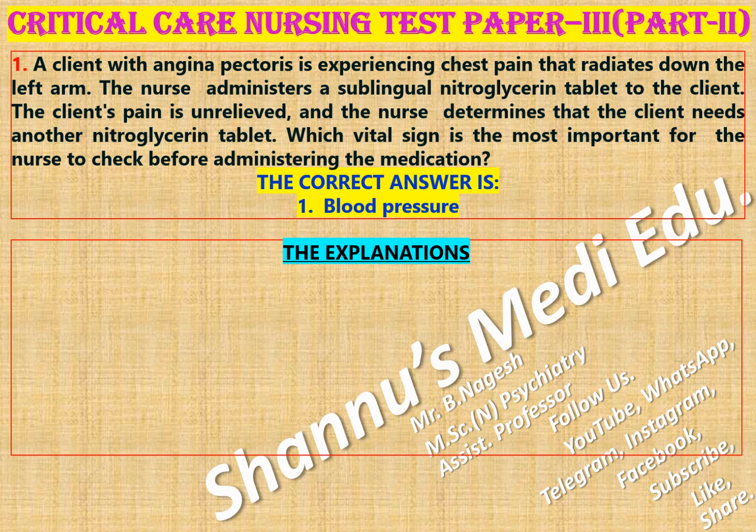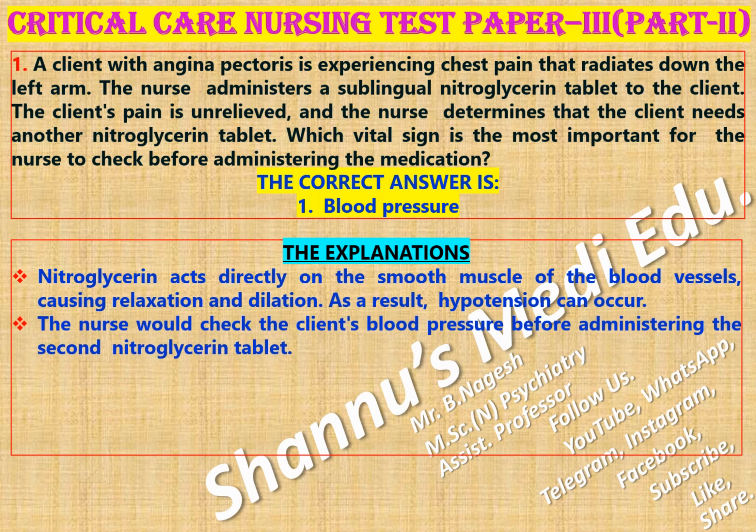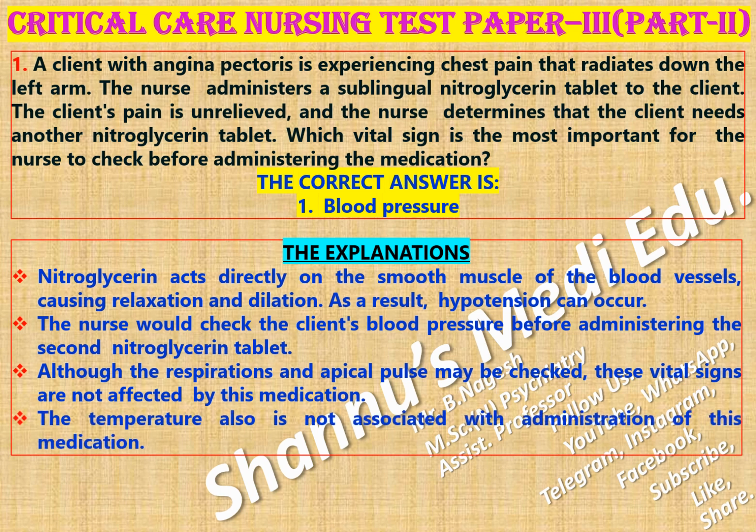The correct answer is blood pressure. The explanation of this question: nitroglycerin acts directly on the smooth muscles of the blood vessels, causing relaxation and dilation. As a result, hypotension can occur. The nurse would check the client's blood pressure before administering the second nitroglycerin tablet. Although the respiration and apical pulse may be checked, these vital signs are not affected by the medication. The temperature also is not associated with the administration of this medication.